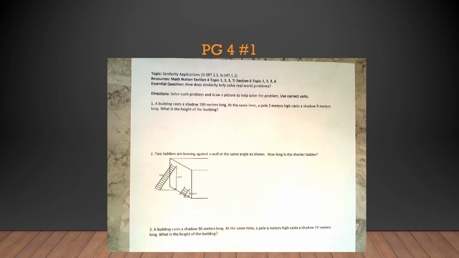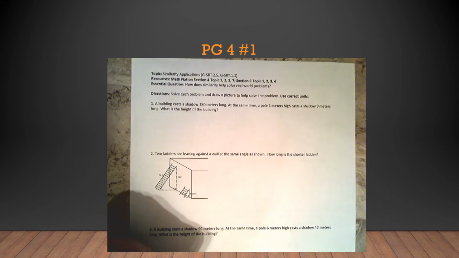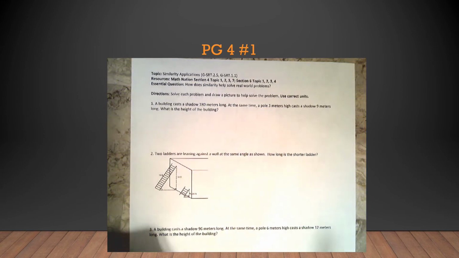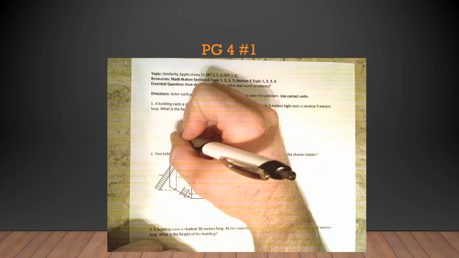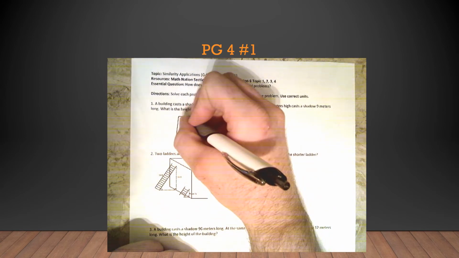For number 1, it says a building casts a shadow 180 meters long. At the same time, a pole 3 meters high casts a shadow 9 meters long. What is the height of the building? By using similarity, we're going to be able to figure out the height of that building. First thing, and it even says in the directions, let's draw the picture first. Let's see Coach Carr, the artiste.